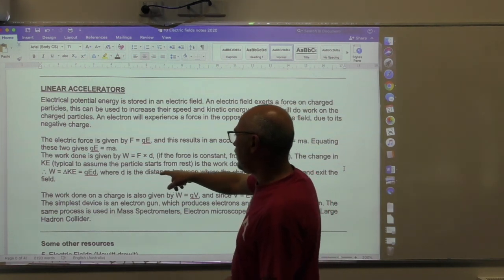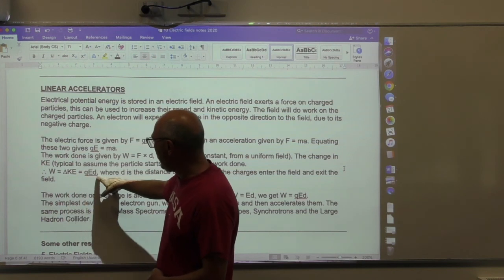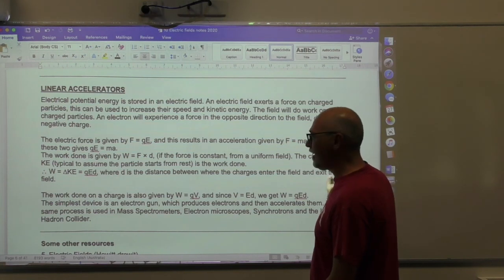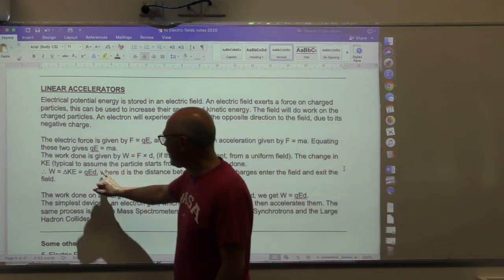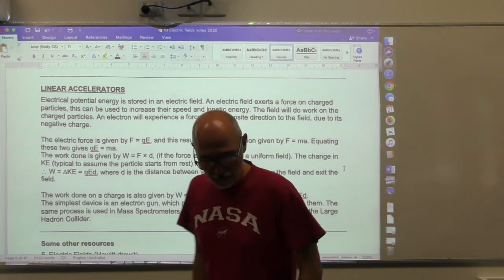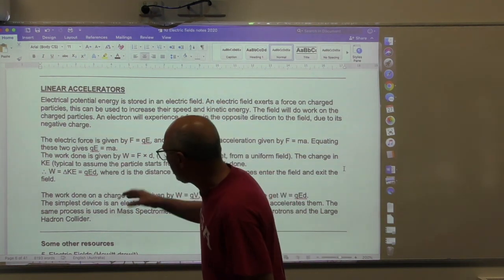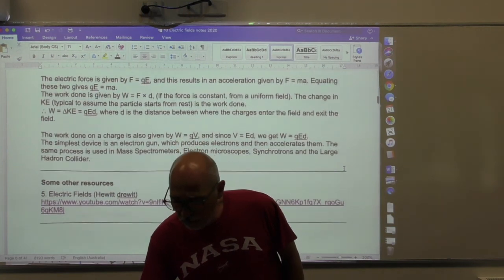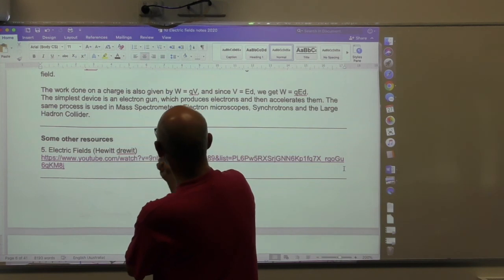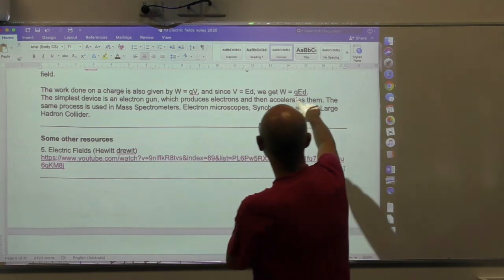Work done is the kinetic energy, qEd, where d is the distance between where the charge enters the field and where it exits the field, all right? This has not been particularly useful in any of the 68 questions that you're supposed to do. It's there just in case it does crop up somewhere, but it's on the help sheet as well, okay? Let's see, work done on a charge is also given by W equals qV, and since V equals Ed, we get qEd.